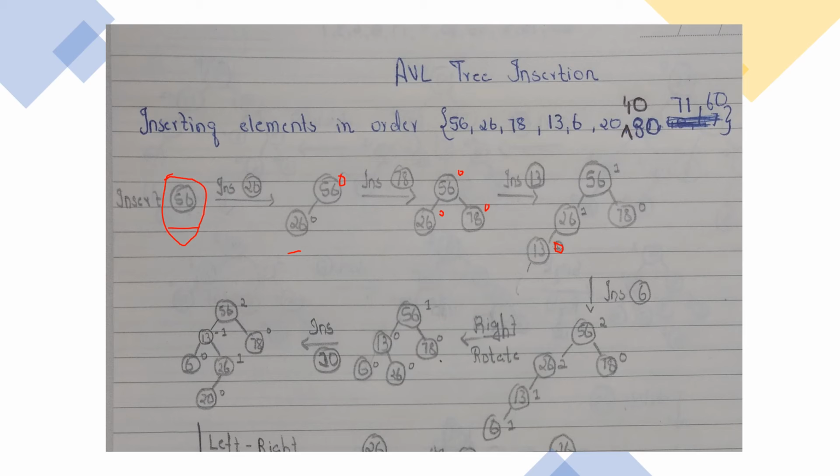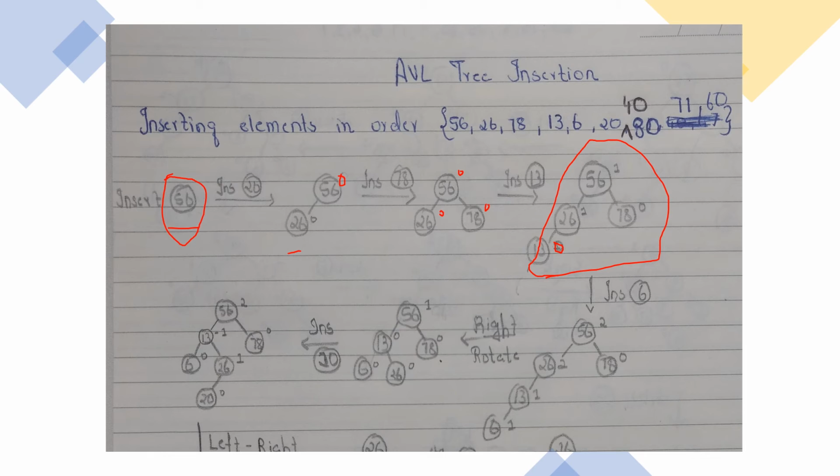This insertion is exactly the same as how we do it in a binary search tree. Because 26 is less than 56, we are inserting into the left subtree. 78 is greater than 56, so we are inserting it into the right subtree. And now because 13 is less than 56, it will go to the left subtree, and it is less than 26, so it will go again to the left subtree. Now this is balanced. It's still balanced because it's between -1, 0, and 1.